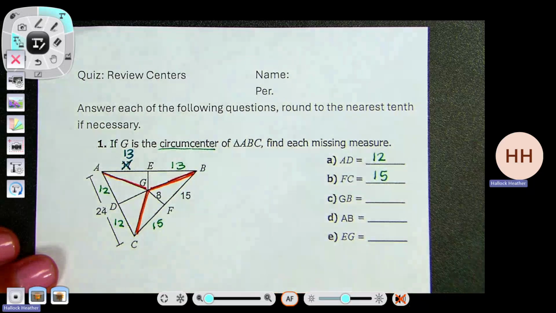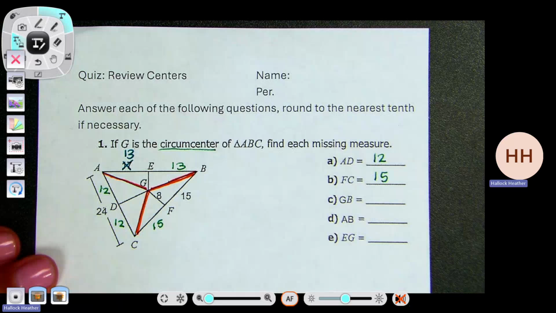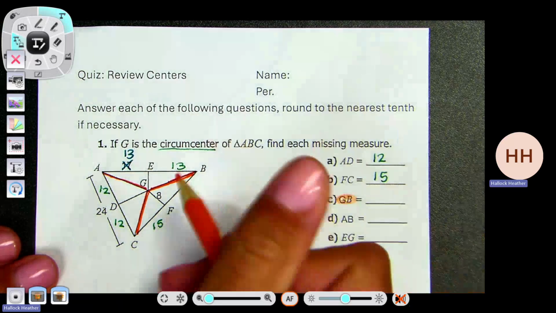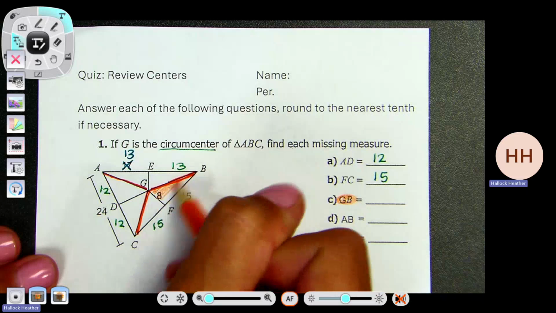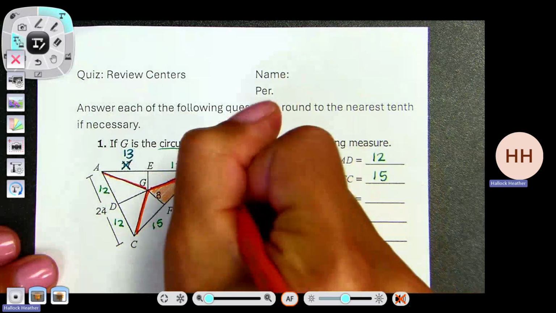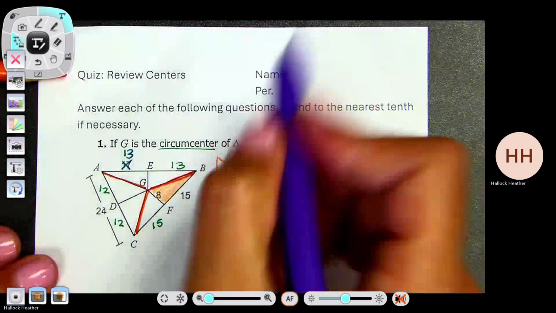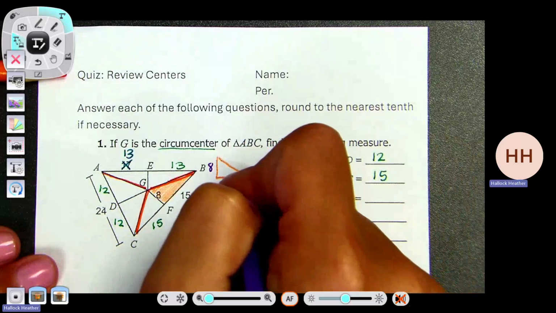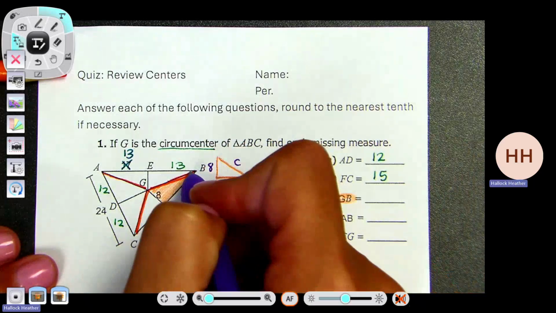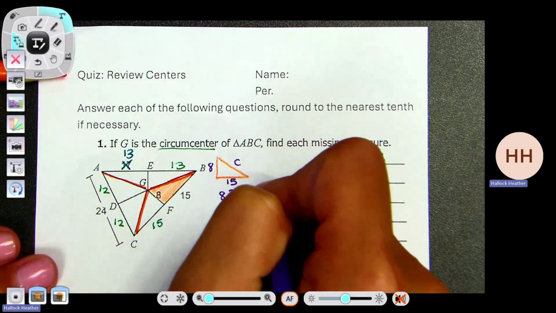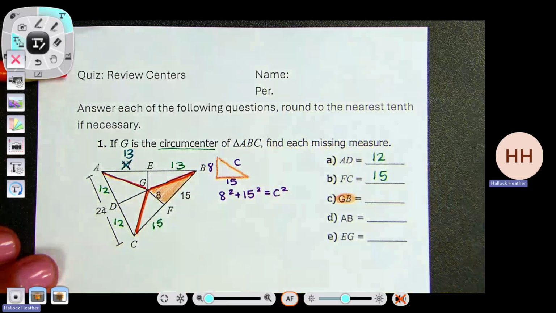So what we're going to do is color in one of the triangles to find BG because it's a hypotenuse. So I'm going to color in this triangle down here. I'm going to use 8 and 15 in the Pythagorean theorem to find the hypotenuse, which is C. So 8 to the power of 2 plus 15 to the power of 2 equals C to the power of 2.